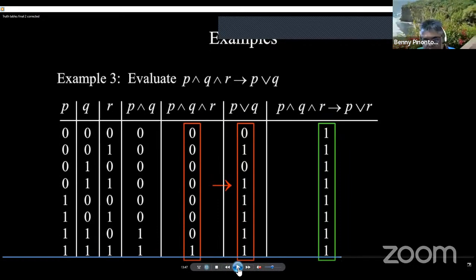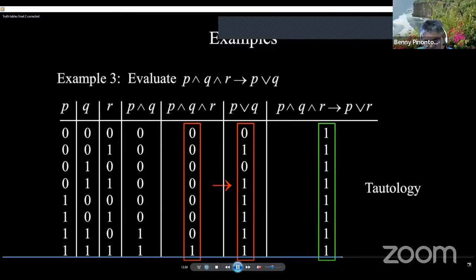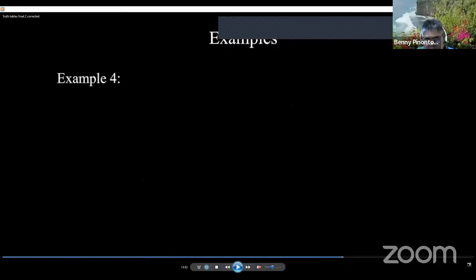Okay, for this, if the results are all 1s, then we call it tautology. So that's a special name for that, tautology. And if it's all 0, then we call it contradiction. Yeah, maybe you know the word contradiction. Yeah, so that comes from this. It is contradiction.